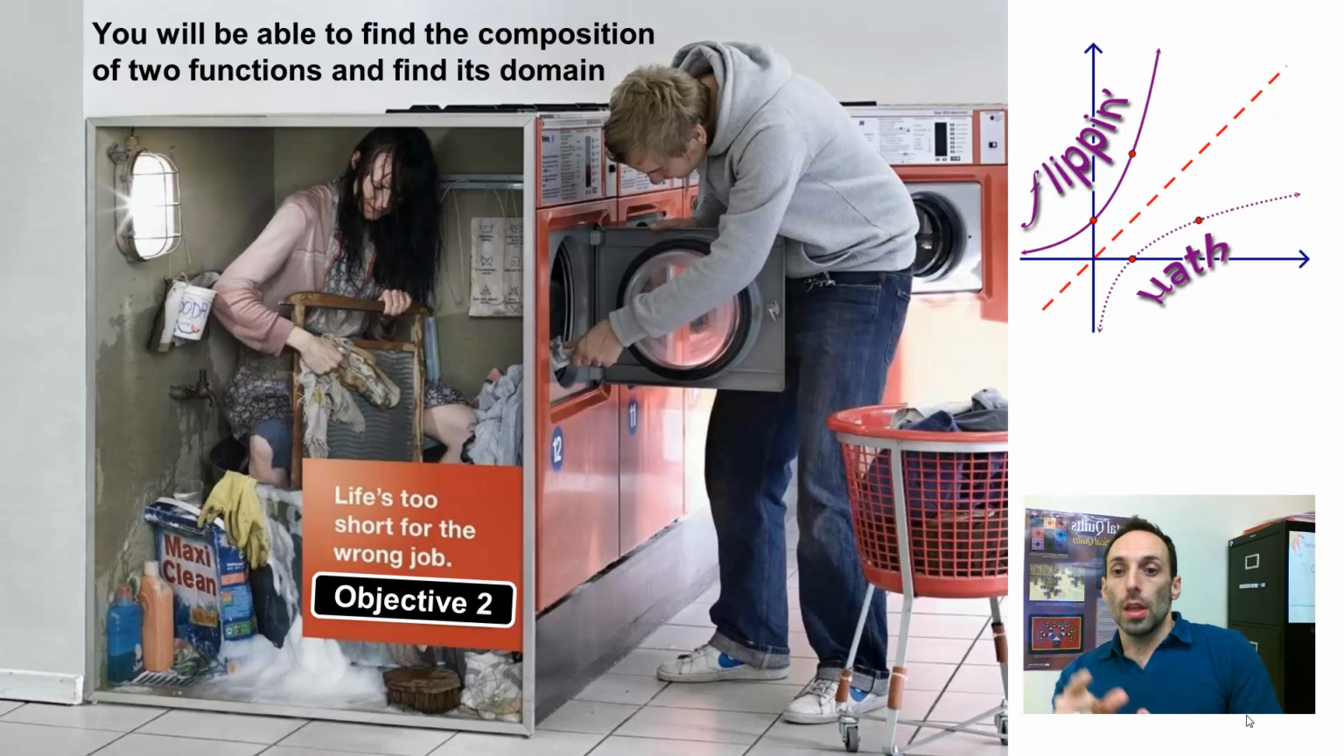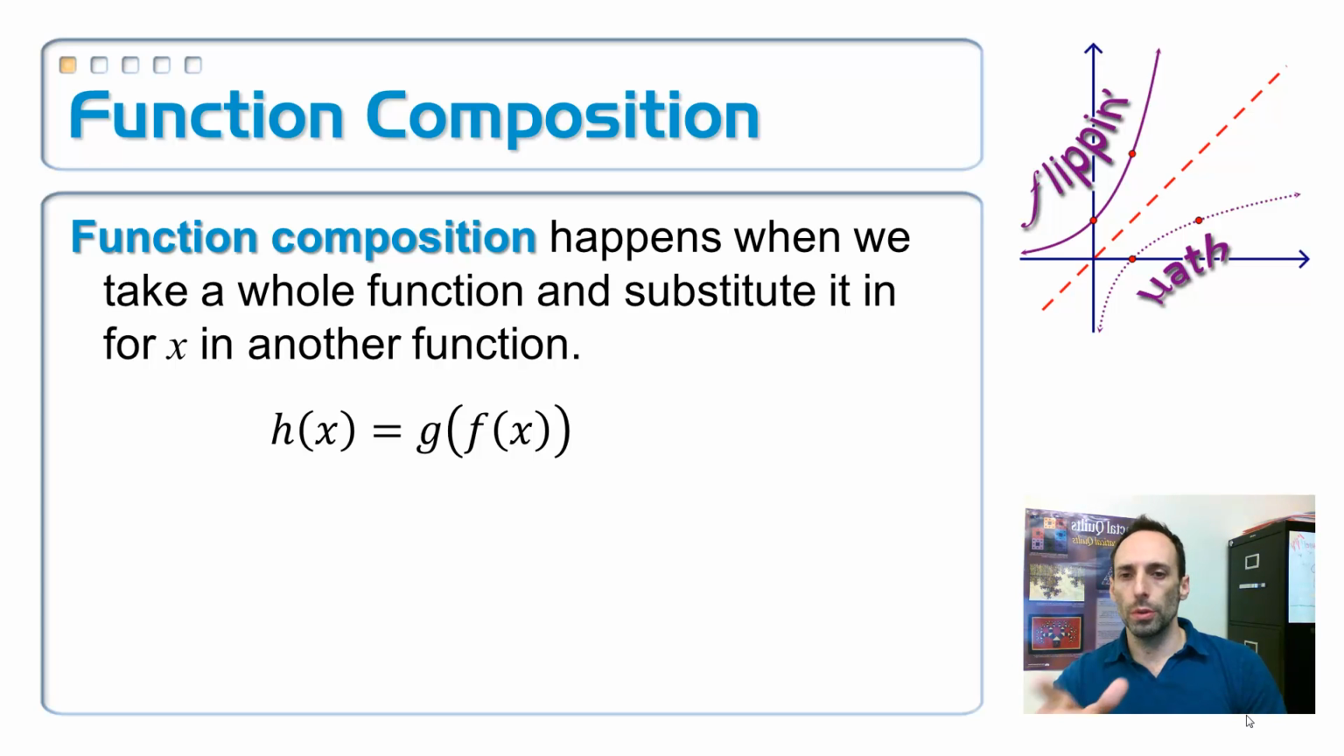For example, I have a washing machine for my clothes, and inside the washing machine for the clothes is another washing machine, which is the lady for the clothes. Yeah, like I said, socially, you can take that how you want to. Anyway, that's what we're doing, function composition.